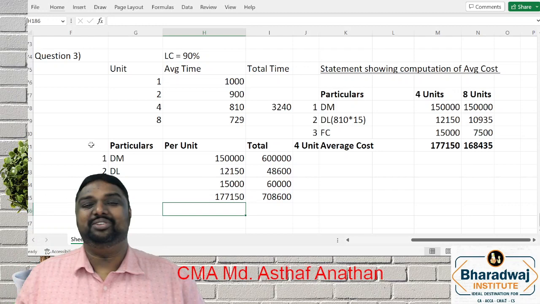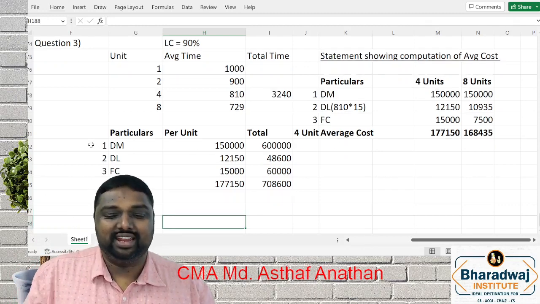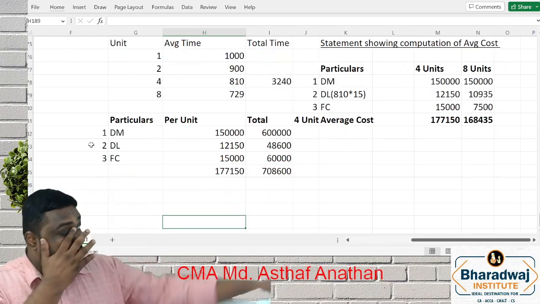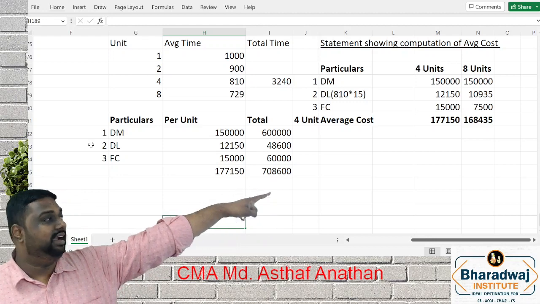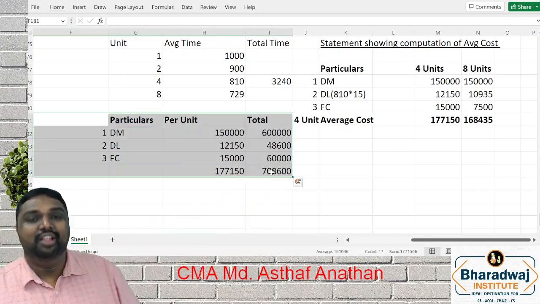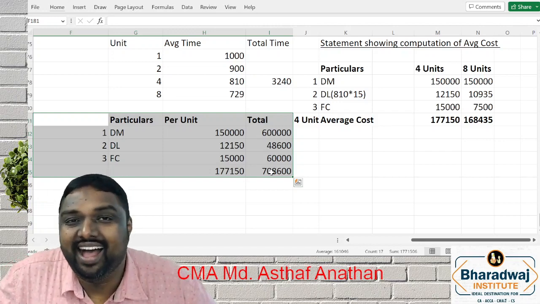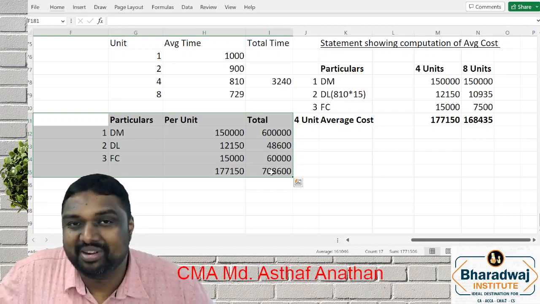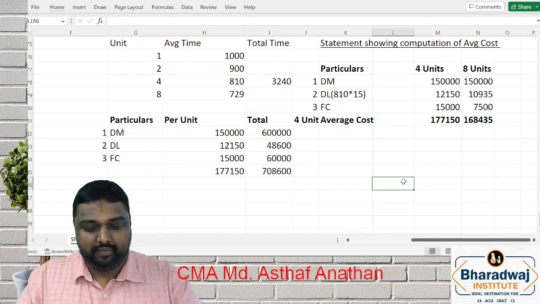Whatever method you use, you will get the final answer the same. So the first method only they are asking. That's why I did the shortcut directly. But if you want this way also, you can do it. You will get the correct answer. Take your own time and copy, my dears.